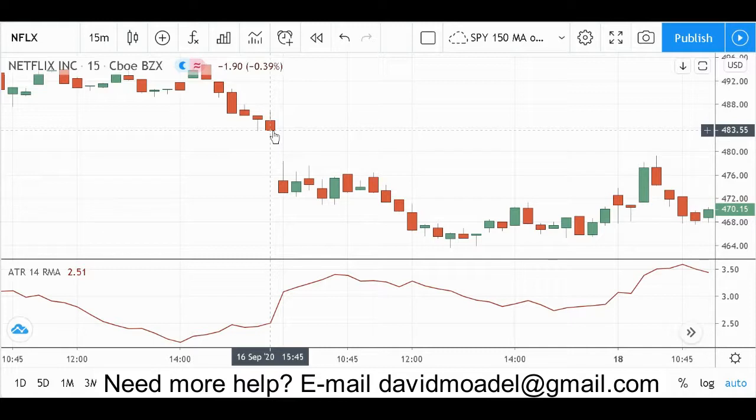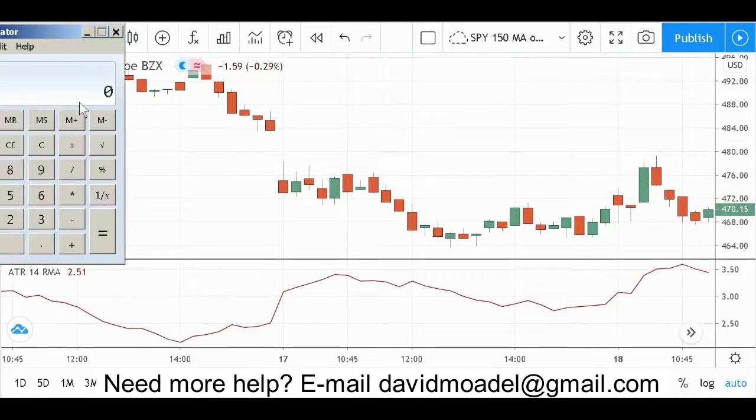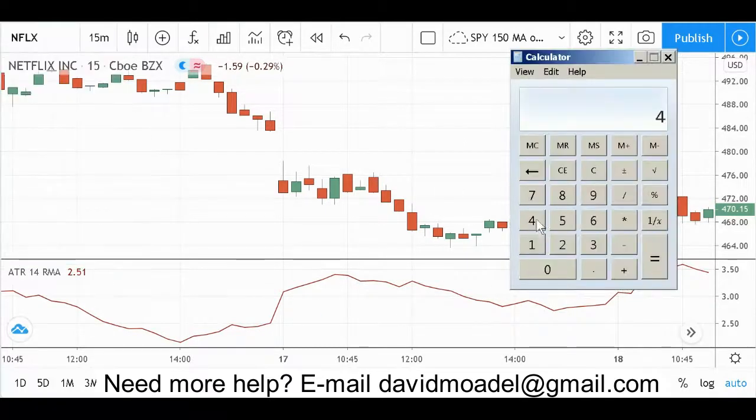$483.55. All right, you take that number, so you pull up your calculator. There we go, 483.55, and then at the end of the day, at the close, you would add the average true range. In this case, it is exactly $2.50. So I'm going to add to the closing price the average true range, $2.50 to 483.55. Add them up. I'm getting 486 and a nickel, 486.05.